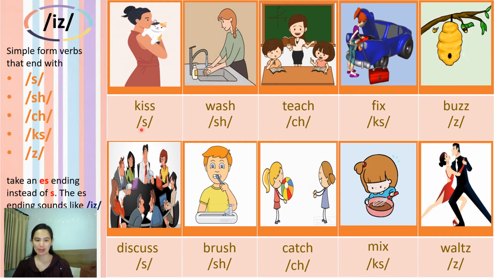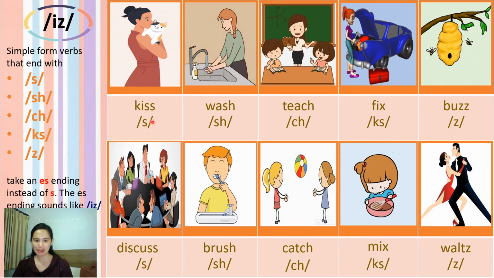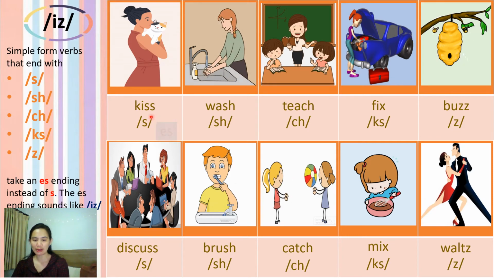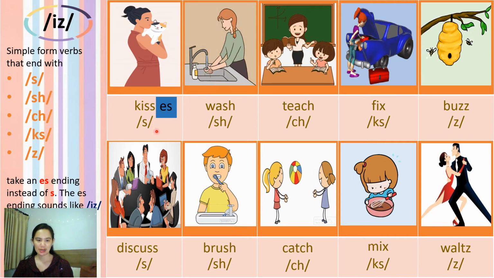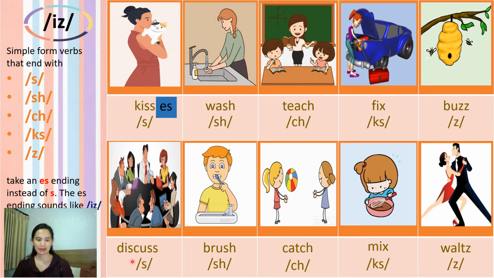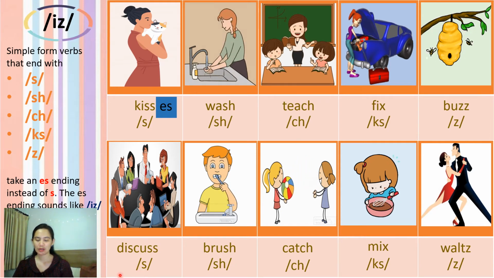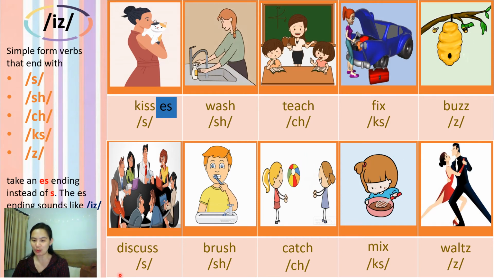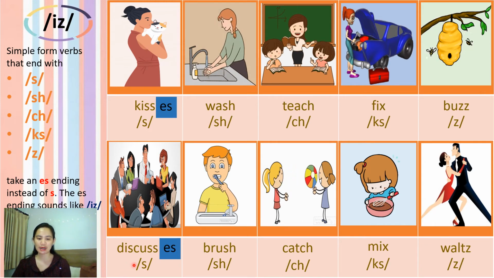So if the simple form of the verb ends with s, just like this one, you are going to add es at the end. So the es sounds like is. So you're going to read the word as kisses. Again, it's kisses. Next word, discuss. The last sound is s. So if the word ends with the sound of s, you're going to add es to make it into a simple present tense. Okay, so we're going to read the word as discusses.